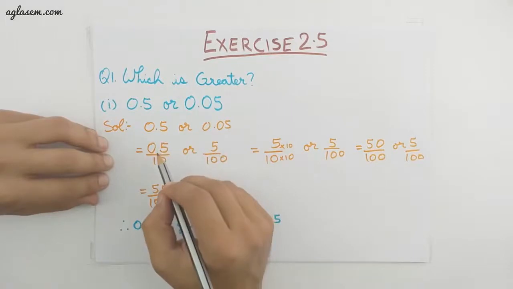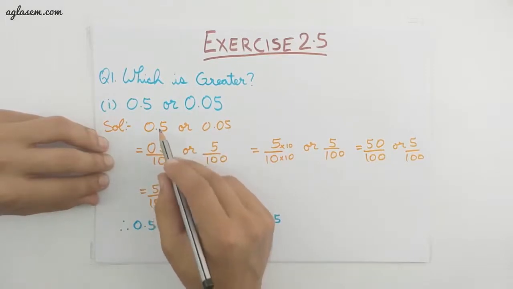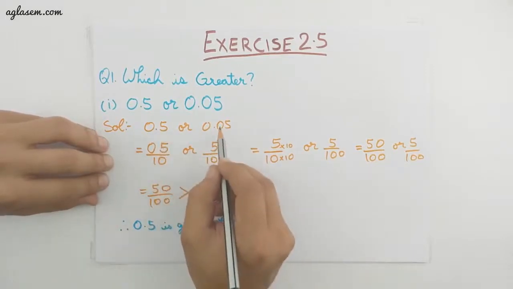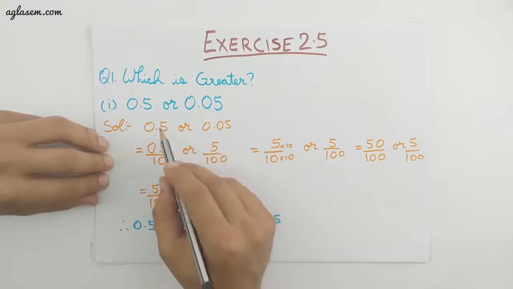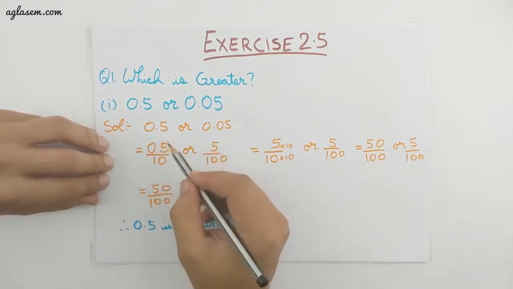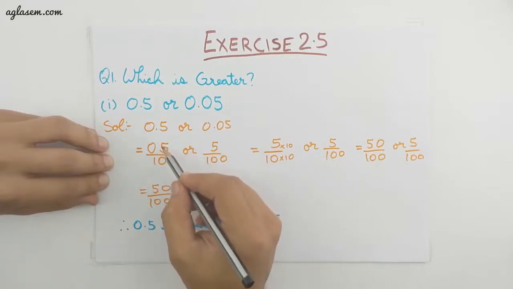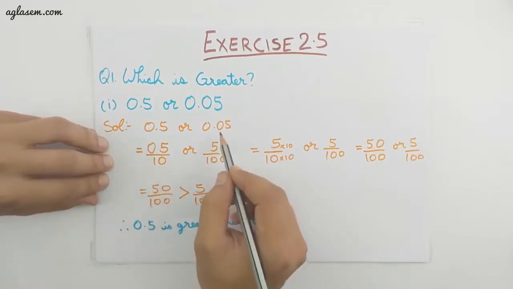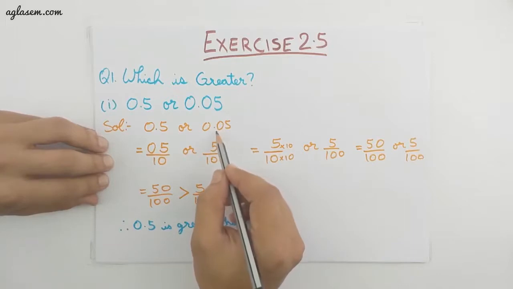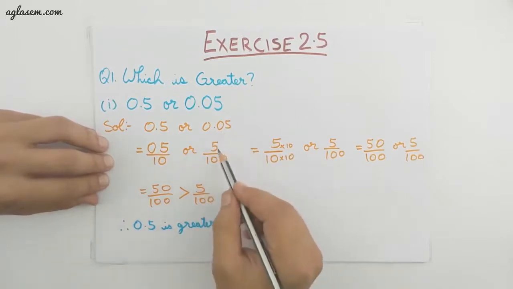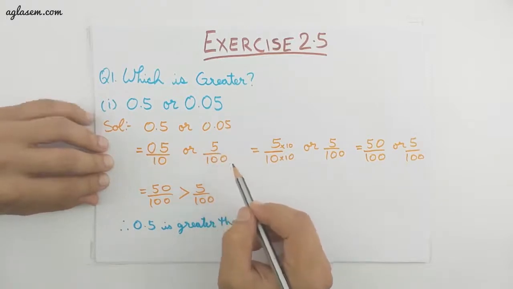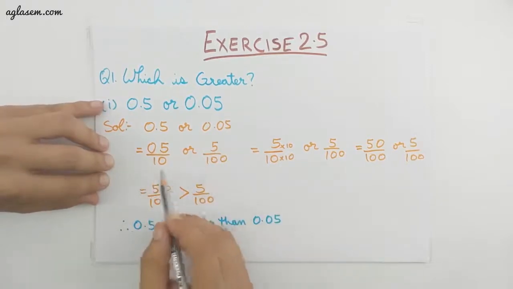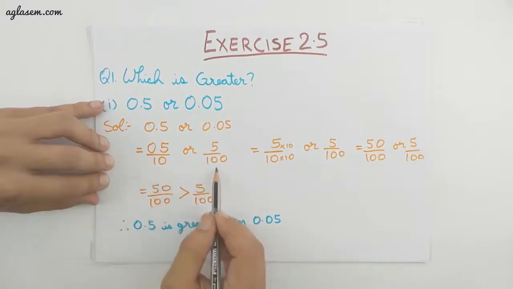The method of removing the decimal is, after the decimal we have to count how many digits there are. On the left side that is only 1, that is 5. That means we will divide 0.5 by 10. On the right side it is 0.05, that means there are 2 digits, so we will divide this by 100. Now we can see both sides are different. This is 10, this is 100.